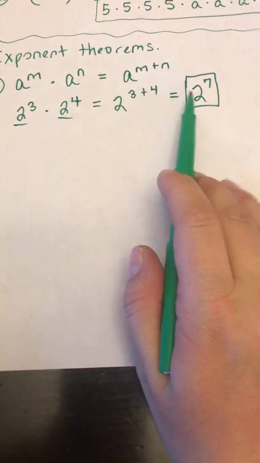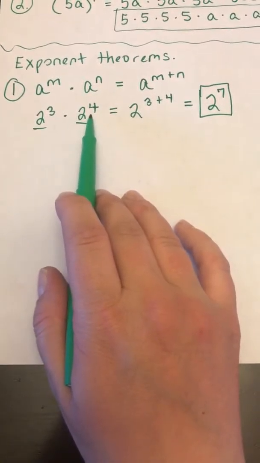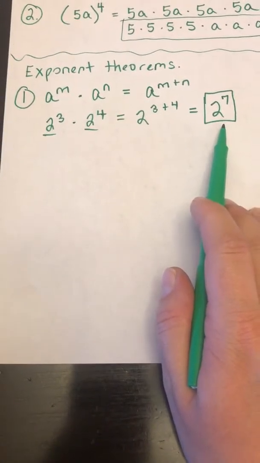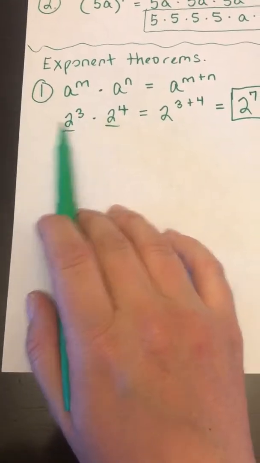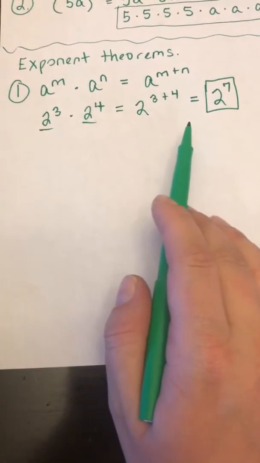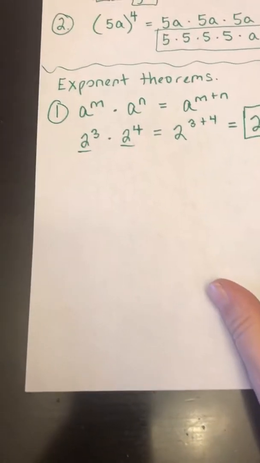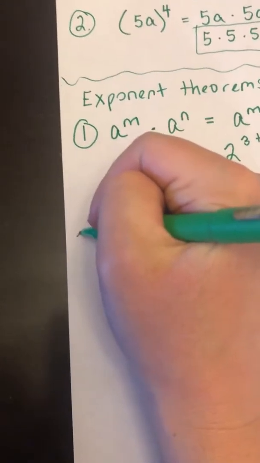So make sure you know that these are the same thing. 2 to the 7th power is the same thing as 2 cubed times 2 to the 4th. This is just a simpler way to write it. And if I wrote this out in expanded form, 2 times 2 times 2 times 2 times 2 times 2 times 2, and I counted all of them, I would have 7 of them. Okay, and so that's why that makes that theorem true.